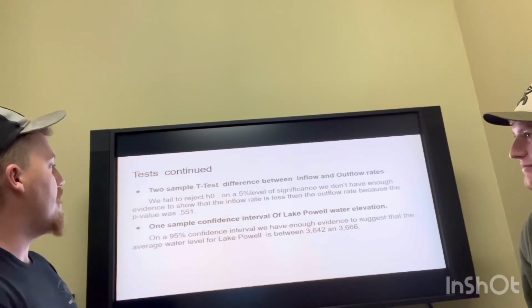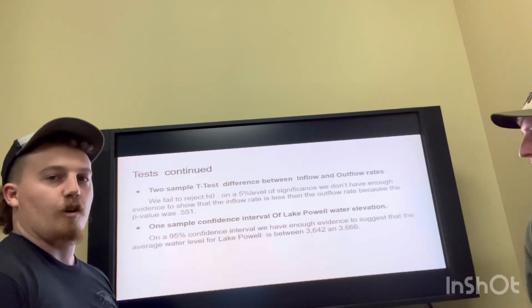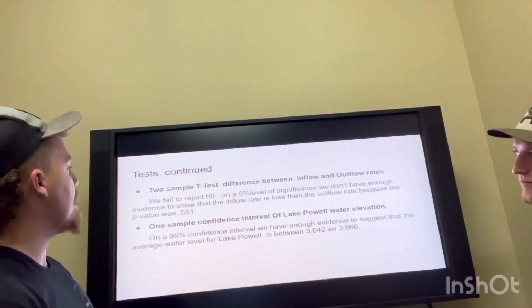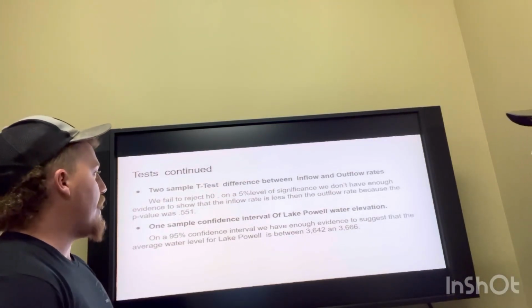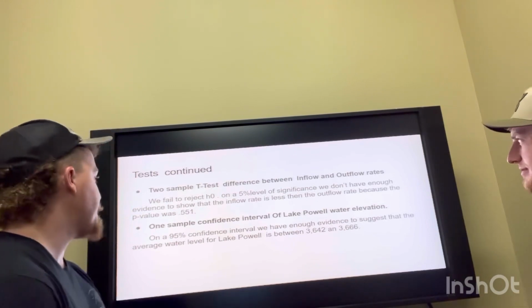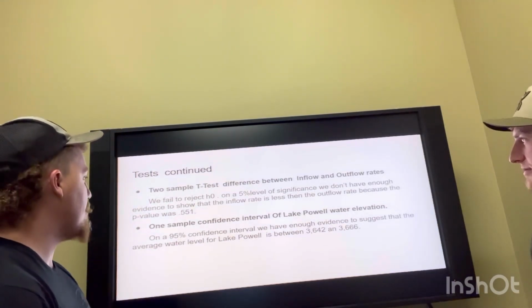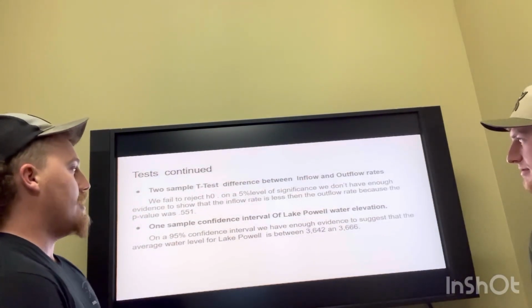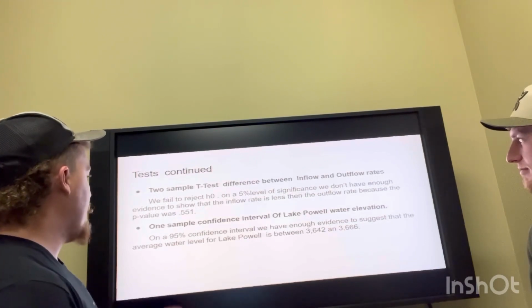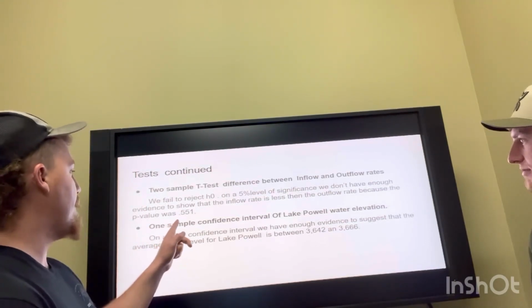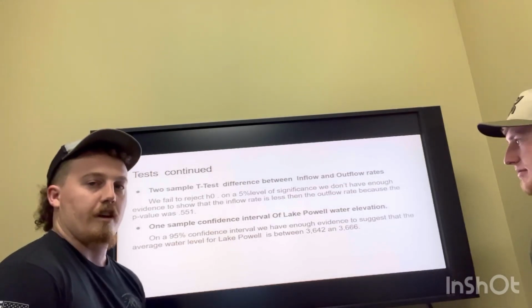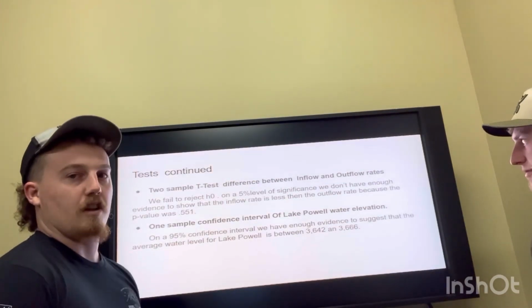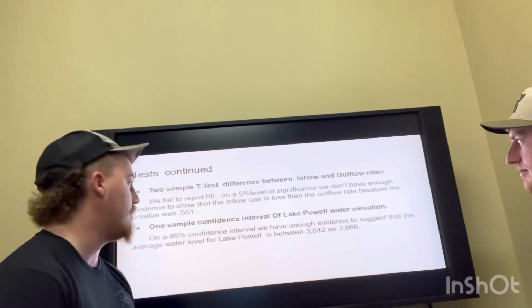All right, so tests concluded. So we ran another test on our inflow-outflow rate. This time we ran a 2-sample t-test at a 5% level of significance. And as you can see, we decided to fail to reject H0, and the results came out to where P was 0.551. So we could not conclude that the inflow rate was less than the outflow rate.